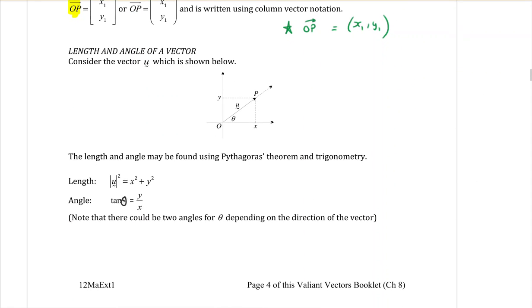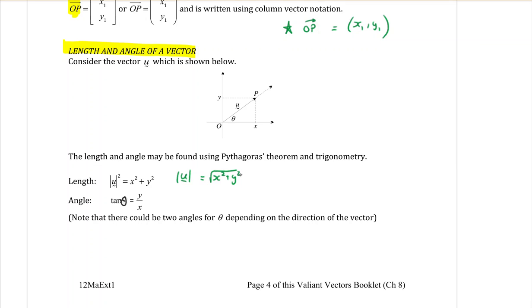Next part, length and angle of a vector. Consider the vector u, which is shown on that diagram. It's starting at the origin and it's traveling out through the point P. The length may be found using Pythagoras' theorem. The length of u squared is equal to x squared plus y squared, but I'll be honest, I don't tend to use that form very often. I prefer to simply square root straight away, so the square root of x squared plus y squared.